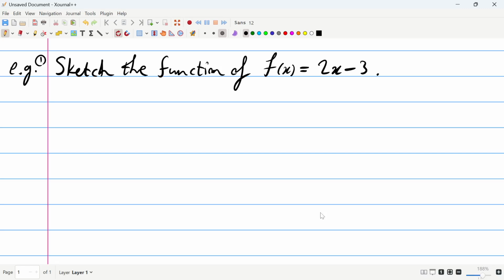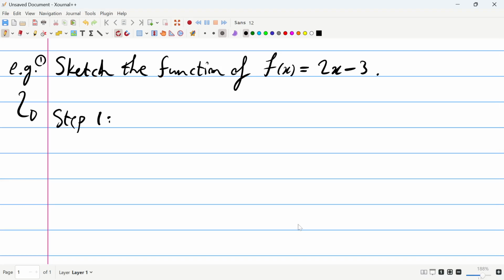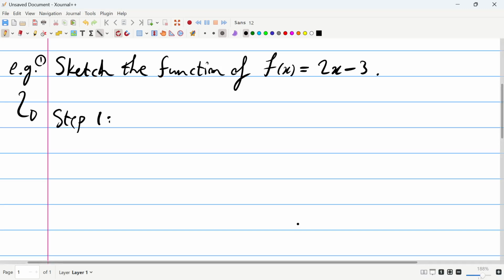Okay, so here's our first example, right? We need to sketch the function f of x equals 2x minus 3. So obviously for this one, the first step is to find the intercepts. And with intercepts, we need to understand what we mean by intercepts. Now, think about it this way, right? If we have a Cartesian plane, I'm going to just draw a small one here. The y-intercept is any point that touches the y-axis, okay?